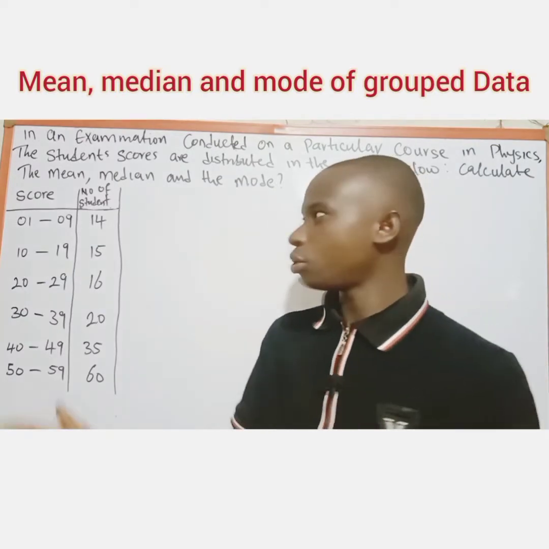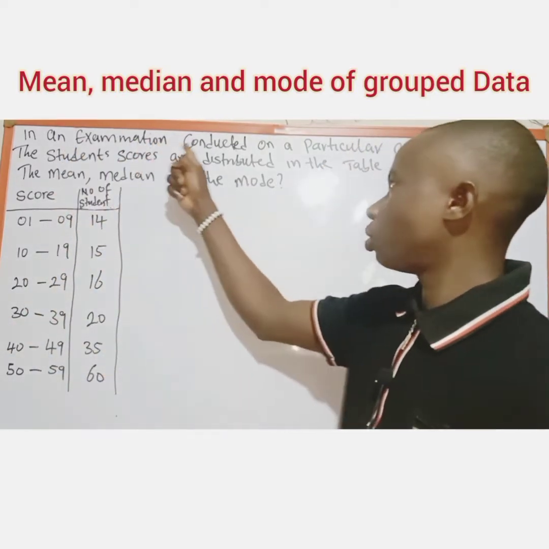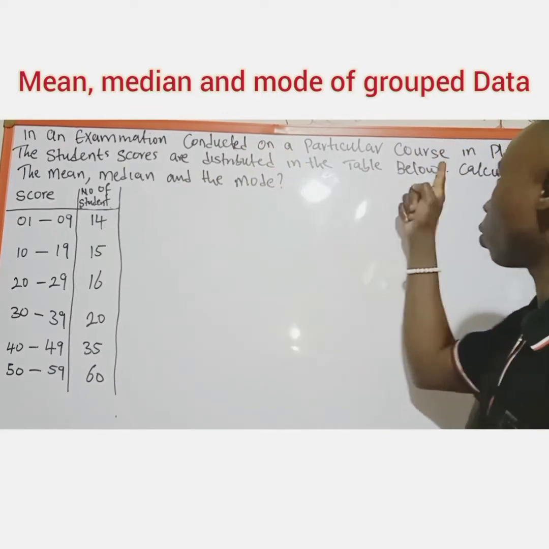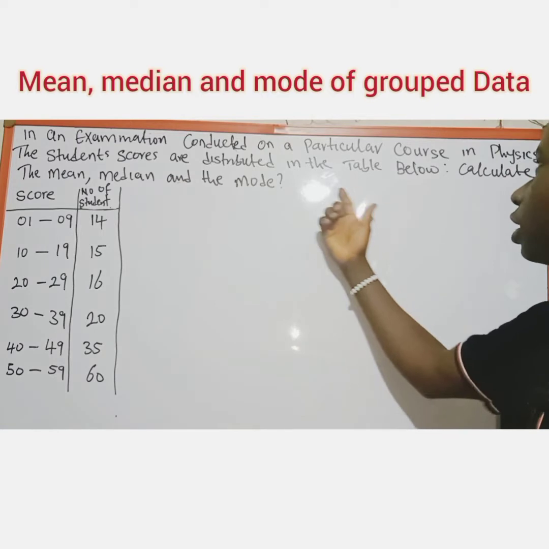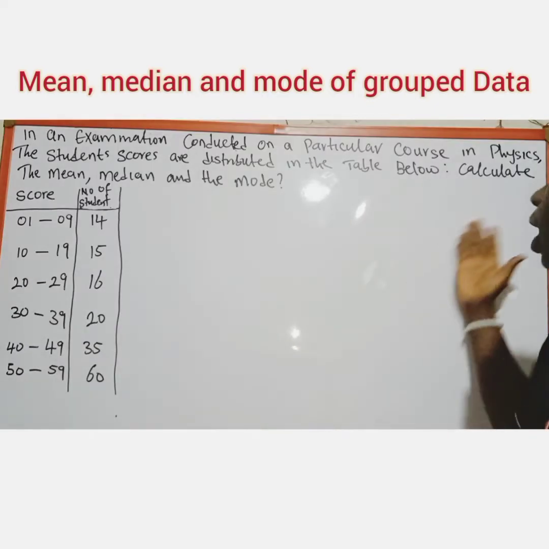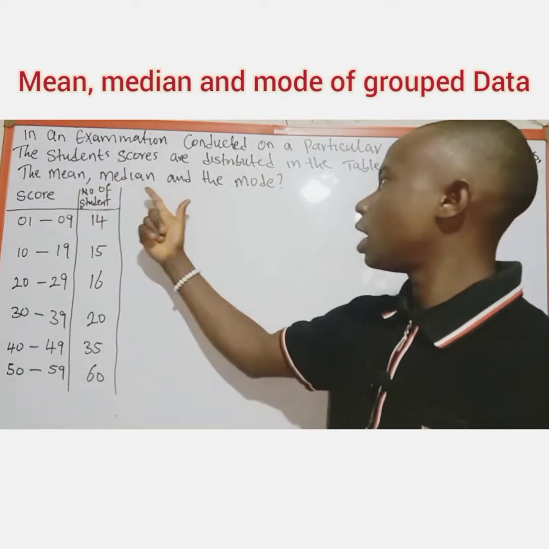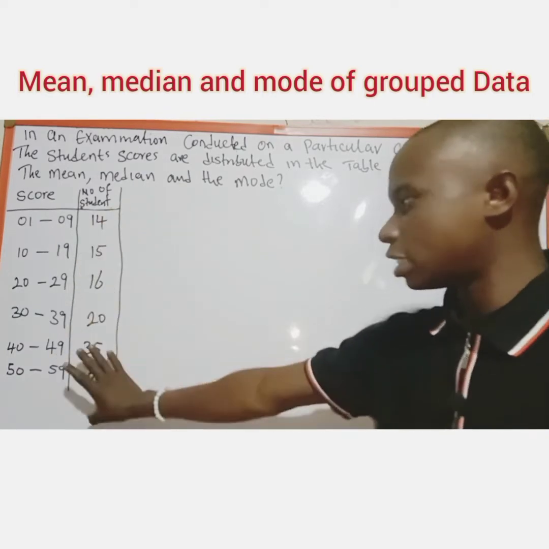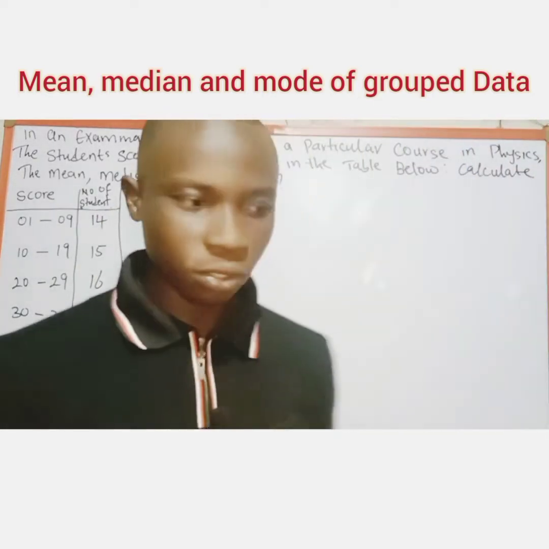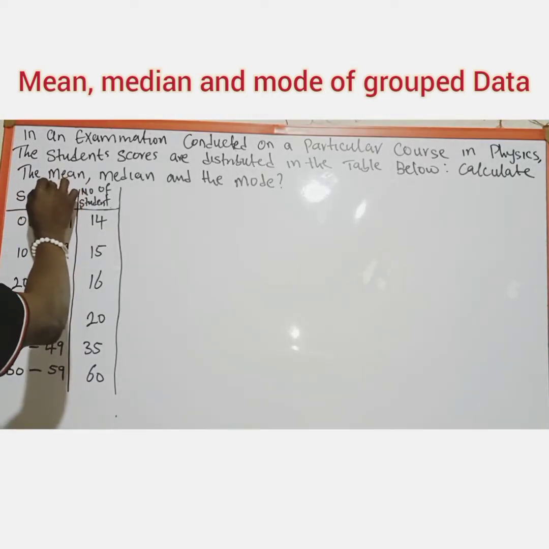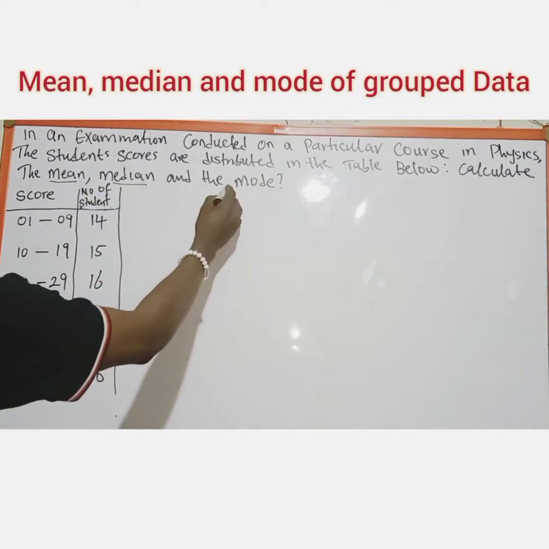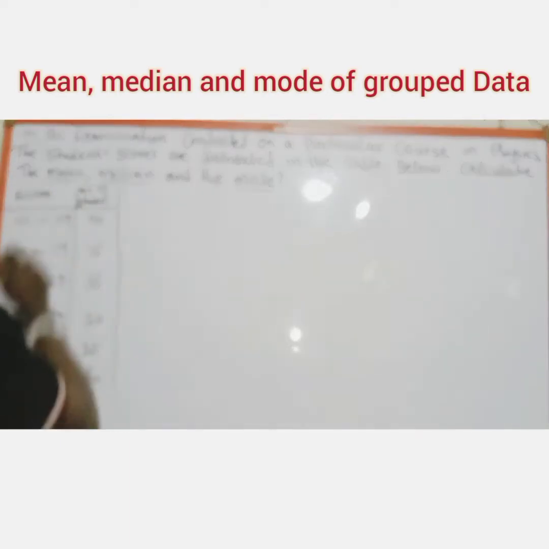So the question on the board says, in an examination conducted on a particular course in physics, the students' scores are distributed in the table below, and we are asked to calculate the mean, the median, and the mode of this data. So we are going to start the solution. The first thing we are asked to calculate is the mean, the median, and the mode. So let us start with the mean.